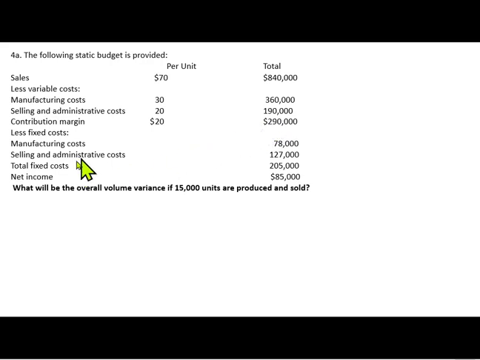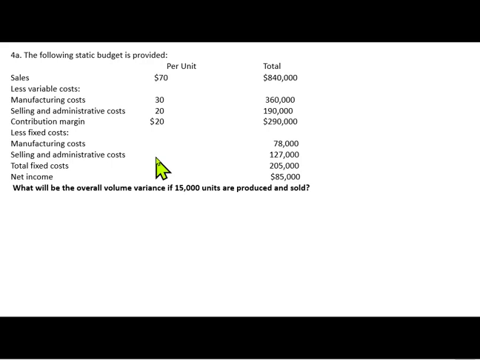Then we have fixed manufacturing costs of $78,000. Selling and administrative costs that are fixed of $127,000. Total fixed costs are $205,000. Net income, which will be the contribution margin minus the total fixed cost, will be $85,000. So, what will be the overall volume variance? And what they're really saying here is what's overall net income if 15,000 units are produced and sold, as opposed to what we are currently doing right now.